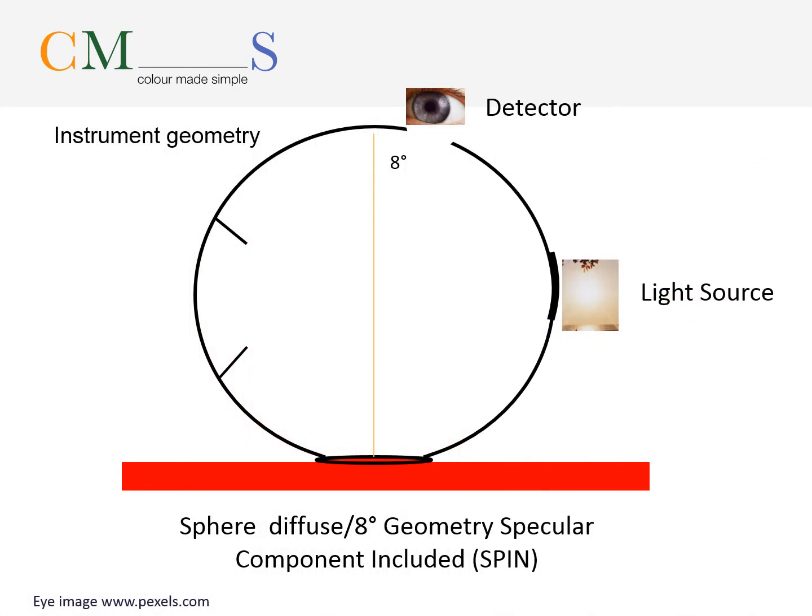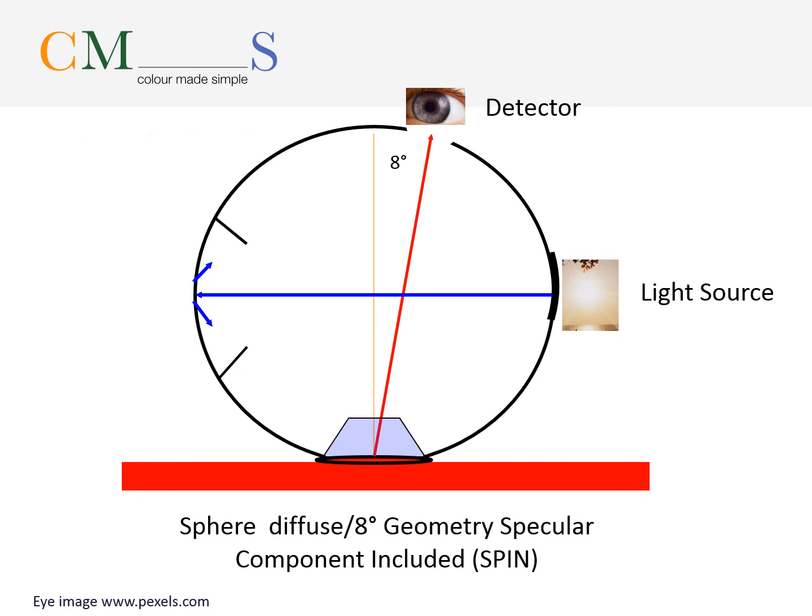In this schematic we have a sphere geometry with diffuse illumination. The diffused illumination is provided by the barium sulfate coating within the sphere. The 8 degree is the angle at which the detector is set from the normal. In this case, the sample is being measured with the specular component included, which means that the spectrophotometer is measuring the inherent colour irrespective of the surface appearance, gloss versus matte.